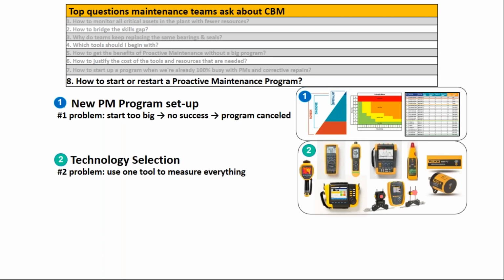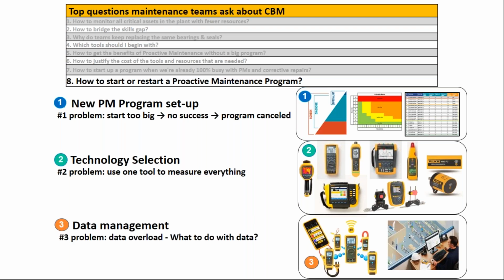The number two problem with starting up or restarting a program is getting just one tool and trying to do everything with it. It's like the old adage, if all you have is a hammer, everything looks like a nail. Well, in the maintenance world, you can't do everything with a thermal camera. You can't do everything with an electrical tool. You can't do everything with a mechanical tool. So you need to use some screening tools in those three different technologies instead of just trying to use one tool to do everything. It just doesn't work.